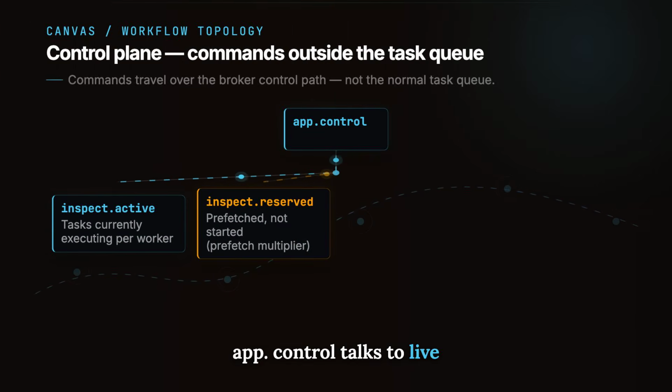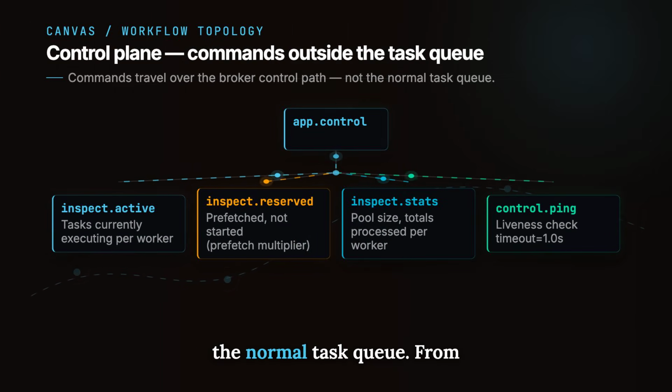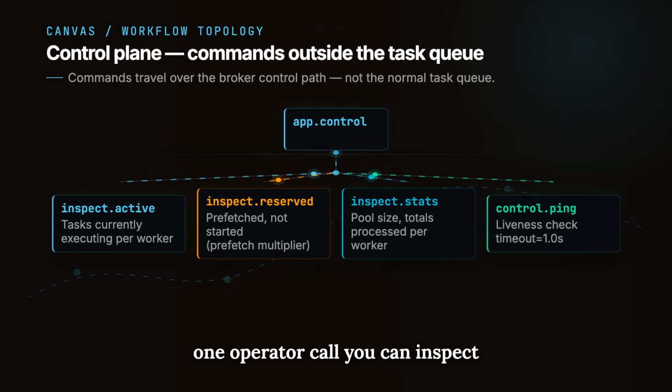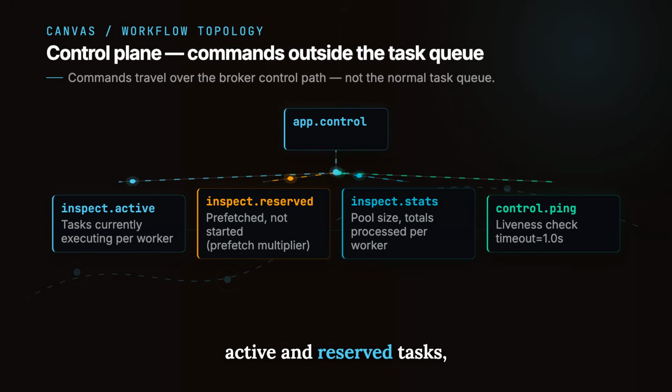App control talks to live workers over the broker, outside the normal task queue. From one operator call you can inspect active and reserved tasks, read stats, or ping the whole cluster.